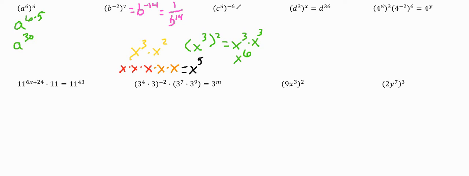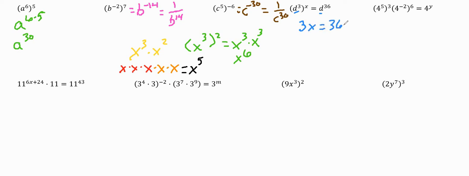So c to the 5th to the negative 6th power, 5 times negative 6 is negative 30. And this would be the same thing as 1 over c to the 30th power. The next one, d to the third to the x power equals d to the 36th. Well, remember, we got the same base, d and d. And power to a power means multiplication. So we just need to solve 3 times x equals 36.